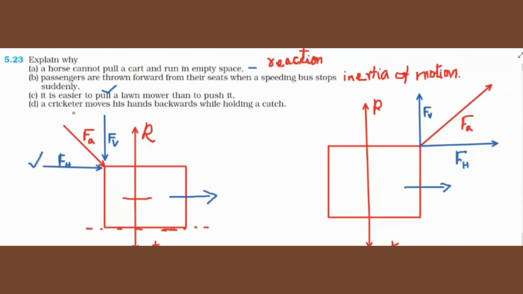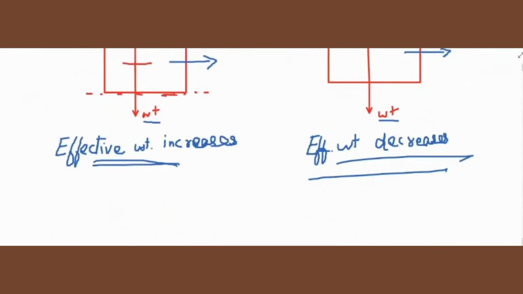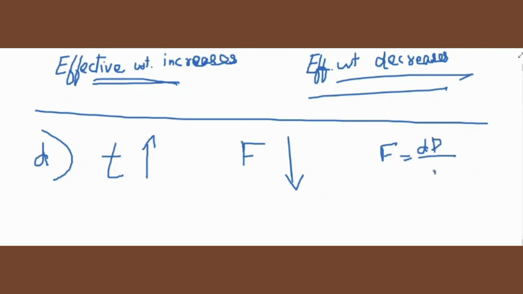A cricketer moves his hands backward while holding a catch. You know the answer already. He is trying to increase the time of change of momentum. When the time for the change in momentum increases, the effect of force decreases. So he is trying to decrease the force by increasing the time. It is the application of the second law of motion, or application of impulse. F is equal to dp by dt; when time t increases, force decreases. That is why. So these are the answers for the first 23 questions.